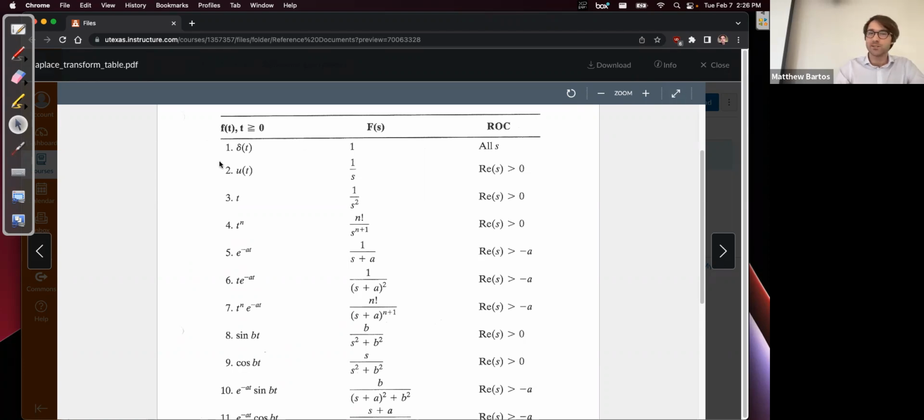Right. And what is u of t again? Right. So this is distinct from the u of t we've been using. We've been using the variable u of t to represent any input. Here in this table, it means 1 everywhere greater than 0, 1 where time is greater than 0. So this is the step function.